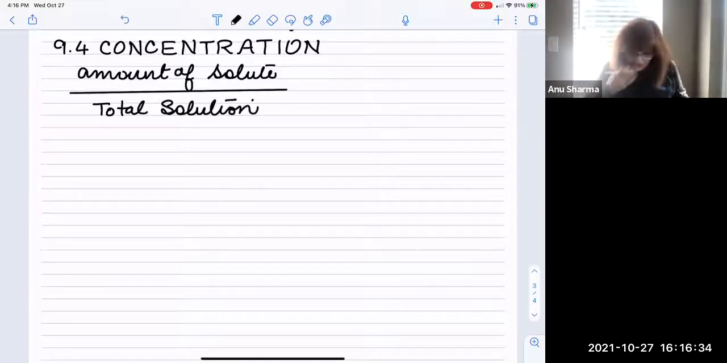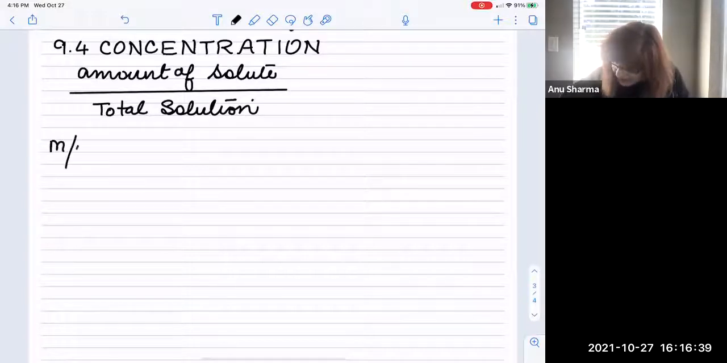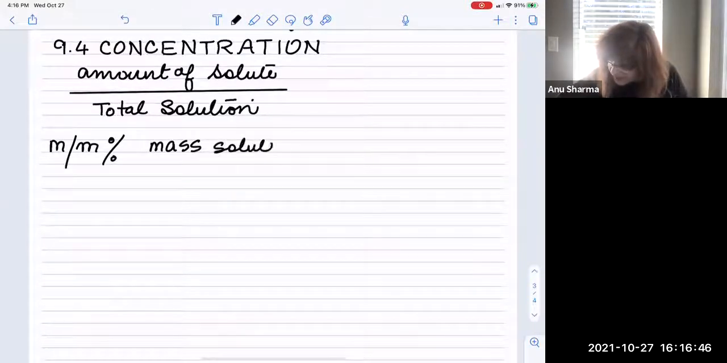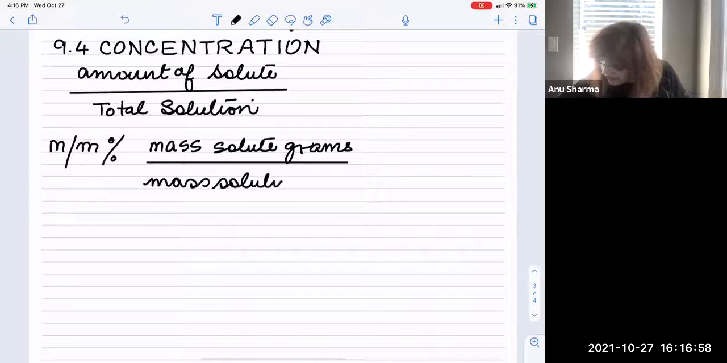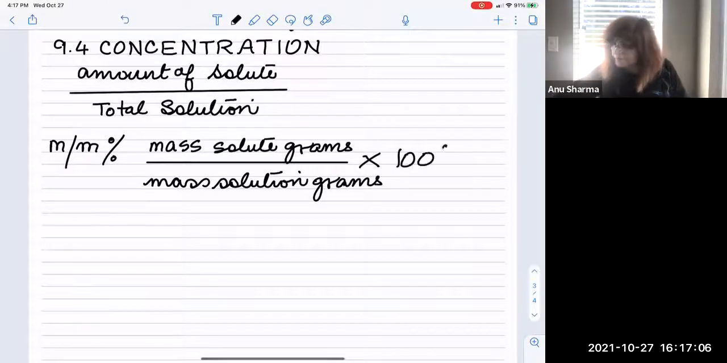Now, there are different types. One is mass by mass concentration, mass by mass percent. Mass means the weight of the solute in grams over the mass of the solution in grams, times 100%. And that is going to give you the mass by mass percent.